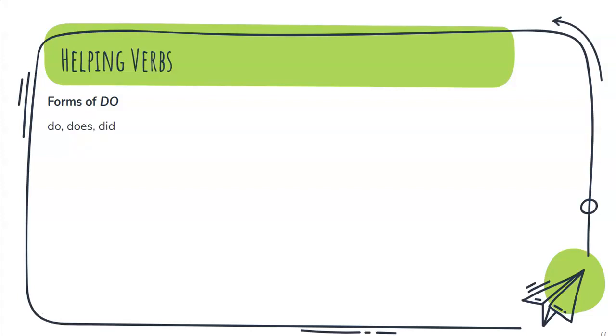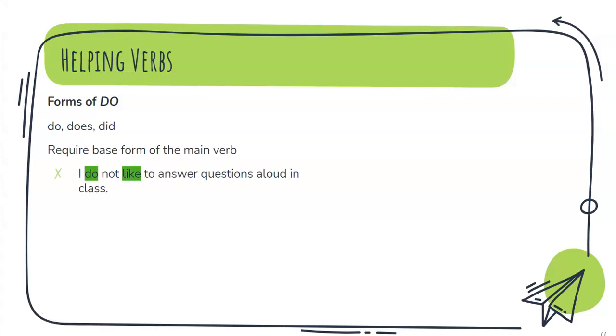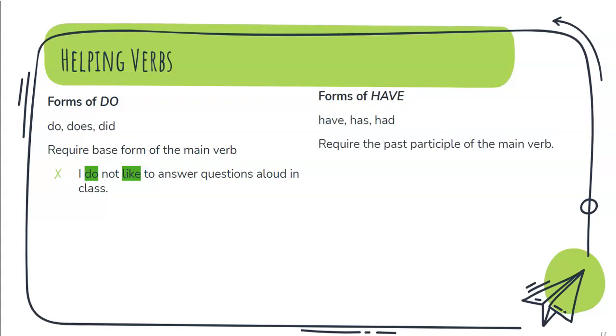As a helping verb, do requires the base form of the main verb, such as I do not like to answer questions aloud in class. The complete verb is do like. Have's other forms are has and had. The have forms require the past participle of the main verb, as in, I have applied for college.